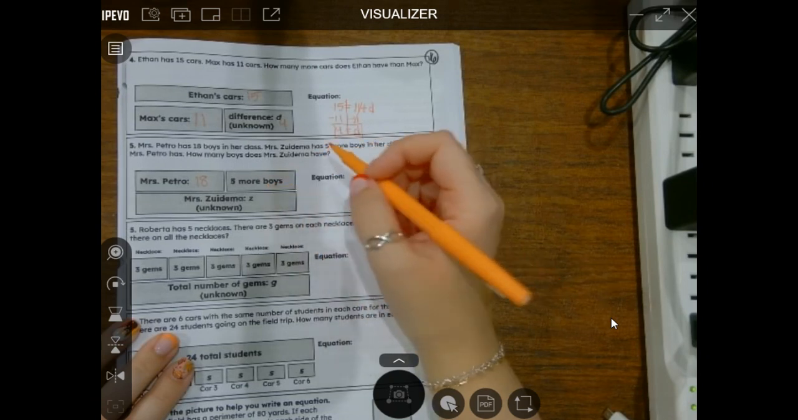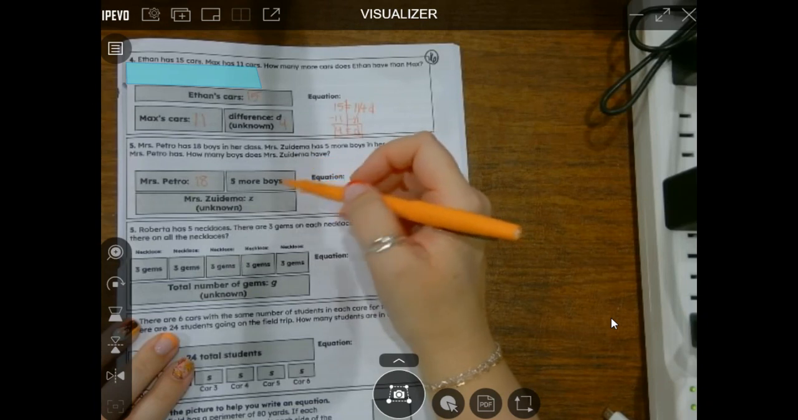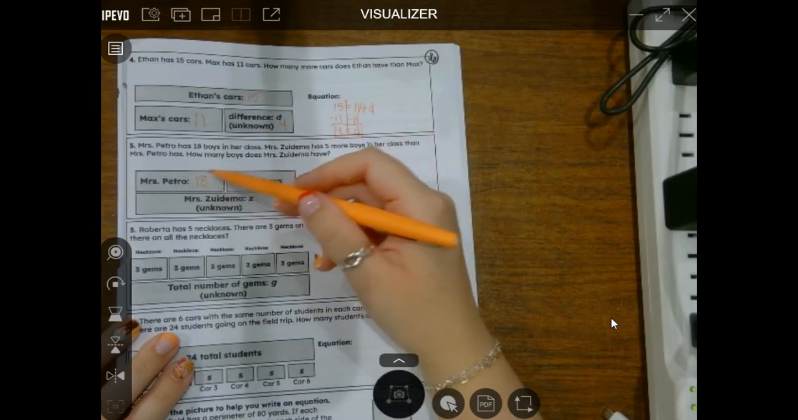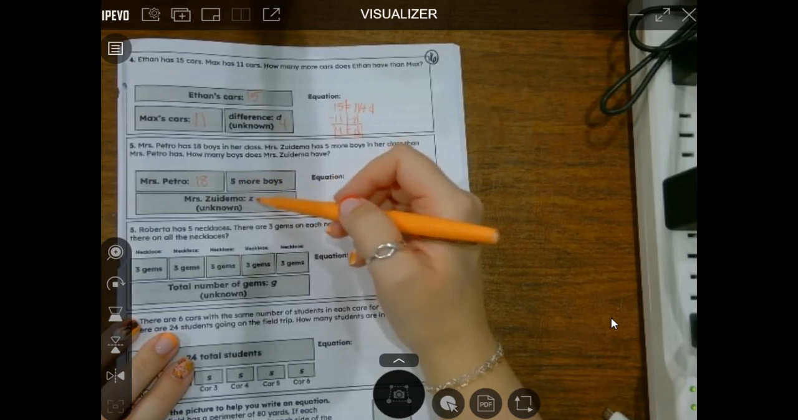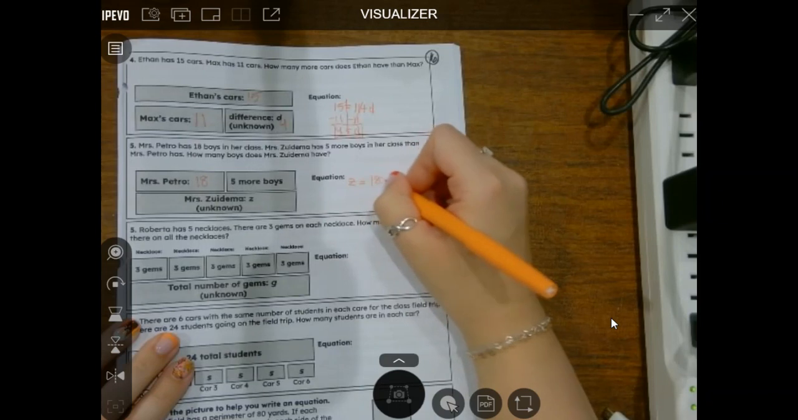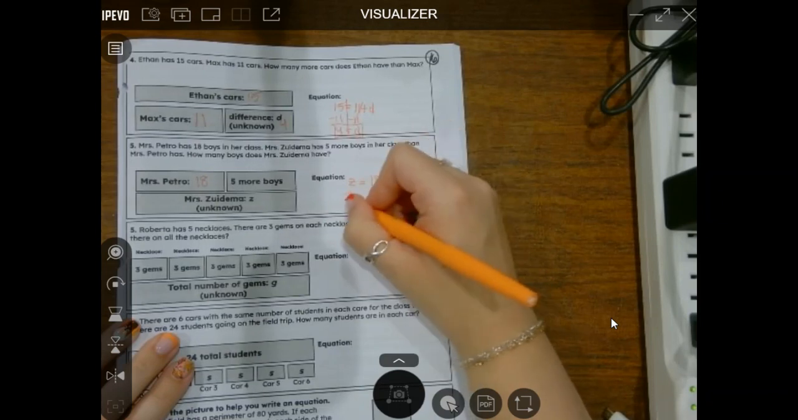Okay, but we're actually trying to find how many Mrs. Zuderman has. So it makes sense. It's not just 18. It's not just 5. It's this plus 5 more in order to equal this, right? So Zuderman is equal to Mrs. Petra plus 5 more. There we go.